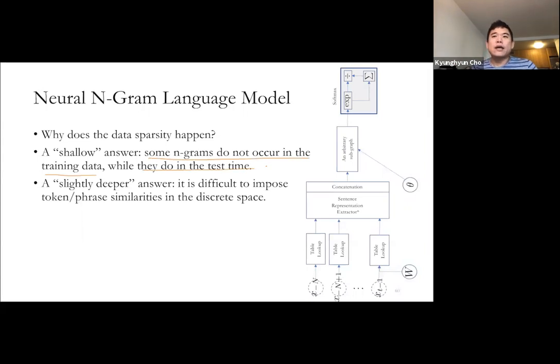Sometimes a new name appears, and of course our training set is not going to have the new name, so the probability of the new name is going to be zero. That happens. However, if you think about a deeper answer, why does this happen? We realize that it's because it's extremely difficult to impose similarities in the discrete space. If I look at the word llama, how do I know that llama is similar to all the other mammals? We know that because we know what a llama is and what a mammal is, but if we start from scratch using only the text, how would our n-gram language model know about it? How do we actually impose the similarities? It turned out that's a very, very difficult problem.